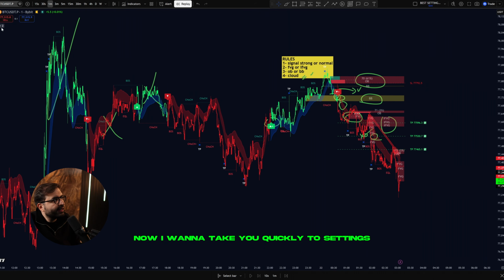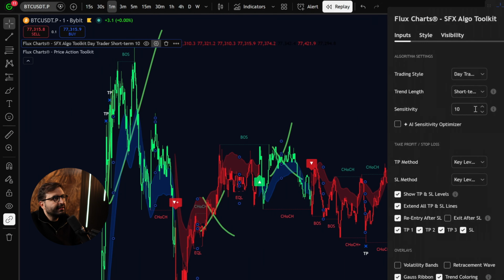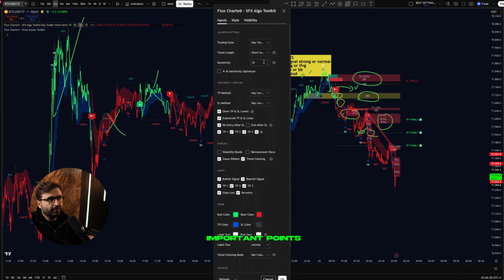Okay, now I want to take you quickly to settings, then I will show you some important points. Now, the first thing you want to change is the trading styles. You want to make it a day trader. Trend length, short term, sensitivity 10. And that's everything you need to do.